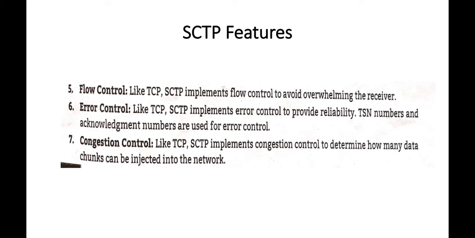So just like TCP, flow control, error control and congestion control facilities are provided here, because SCTP is a combination of the good features of TCP and UDP. That's why it also provides congestion control, error control and flow control mechanisms.